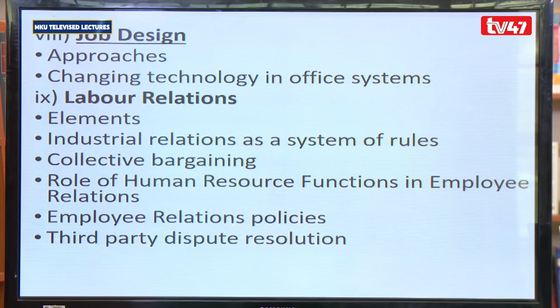We are also going to look at another chapter on labor relations, whereby we look at its elements, industrial relations as a system of rules. For example, at times we see employees going on strike. What involves them to go on strike? What are they supposed to consider? What is a legal strike? What is an illegal strike? Those are things we are going to look at. We're also going to look at industrial relations as a system of rules, collective bargaining and collective agreements.